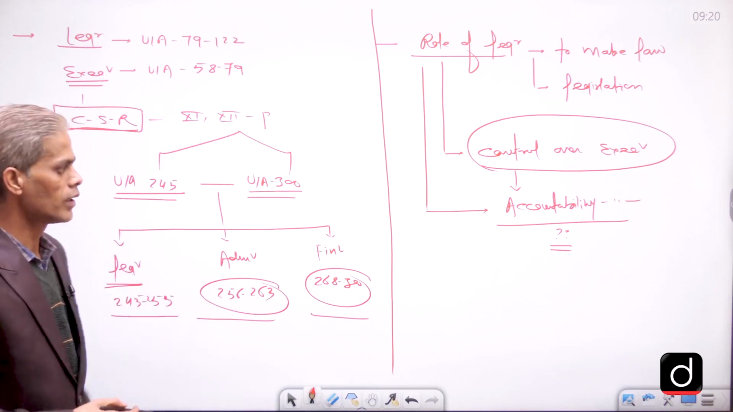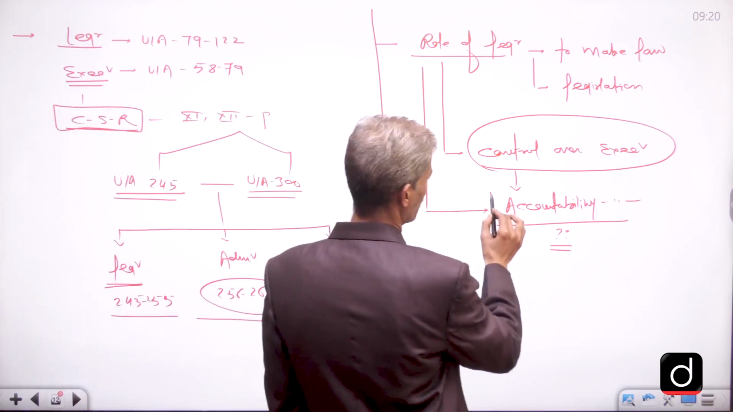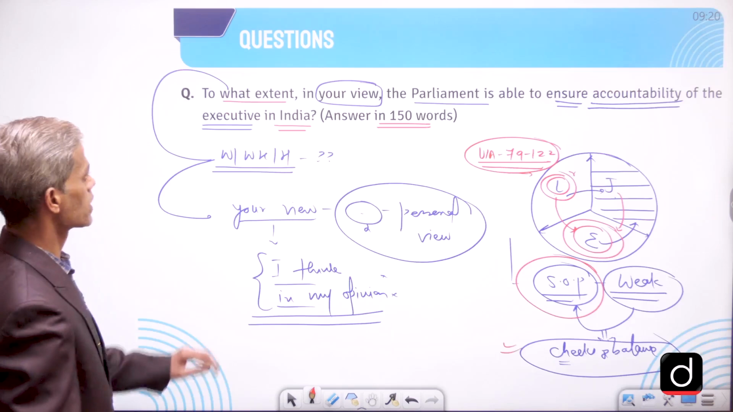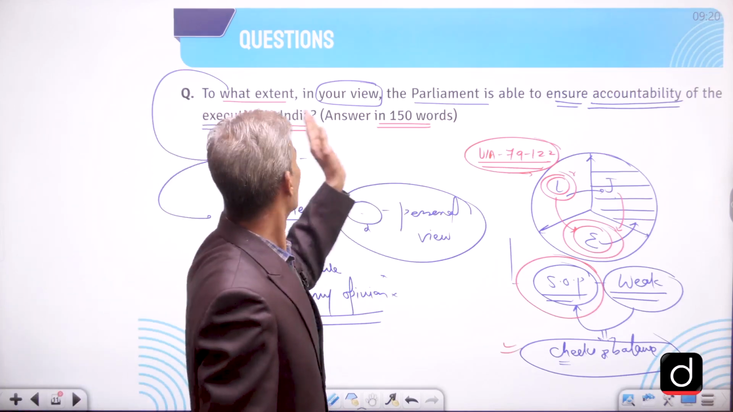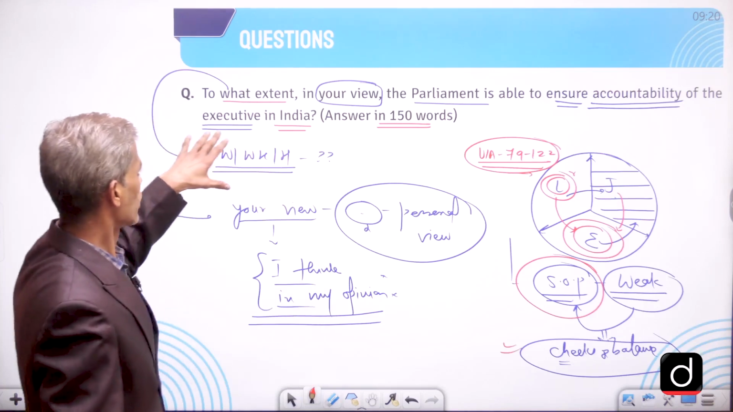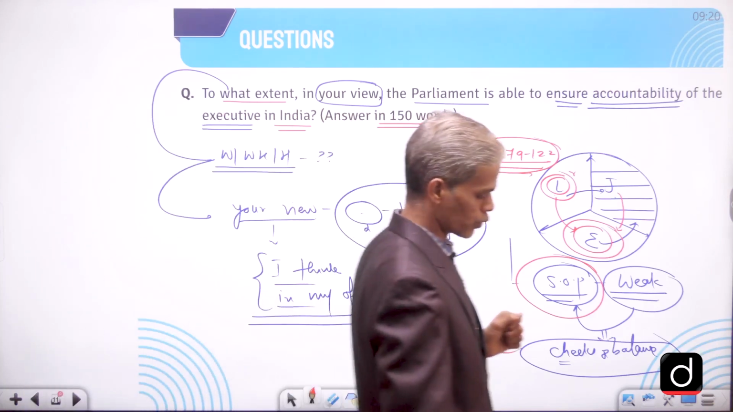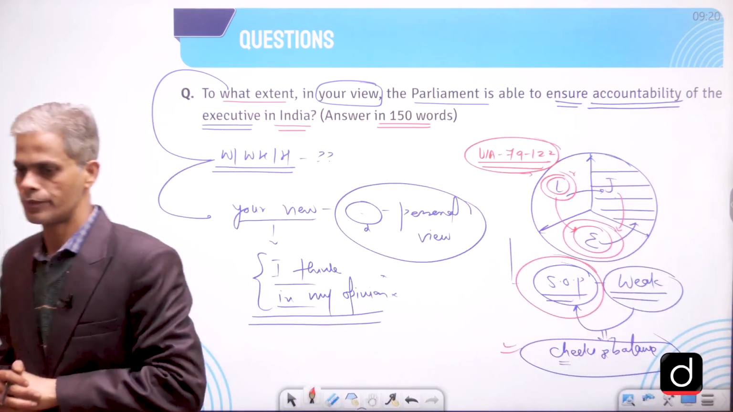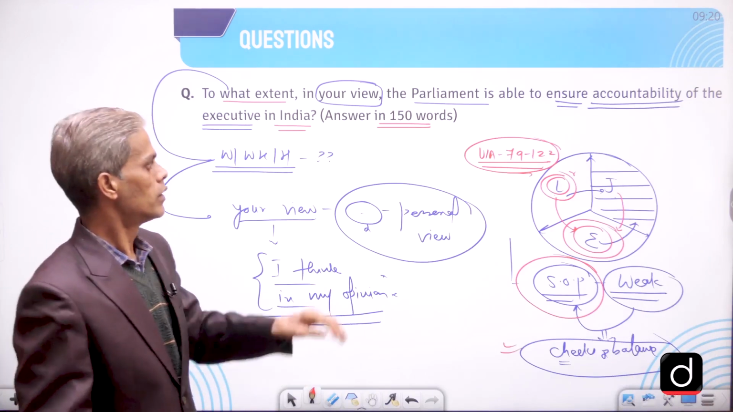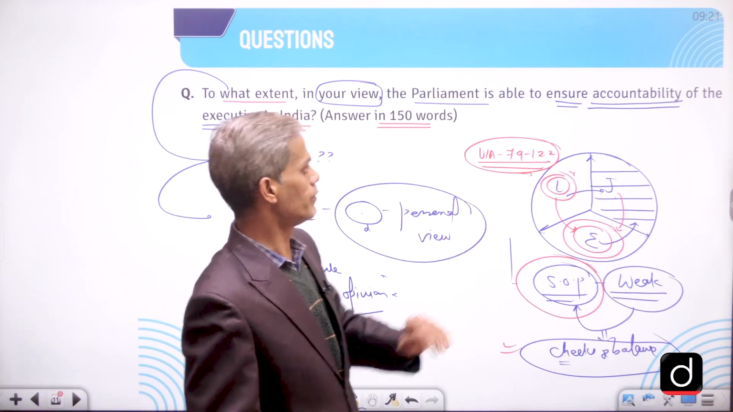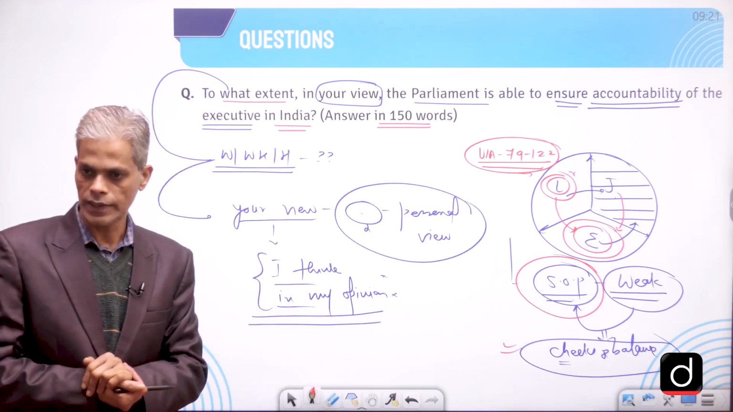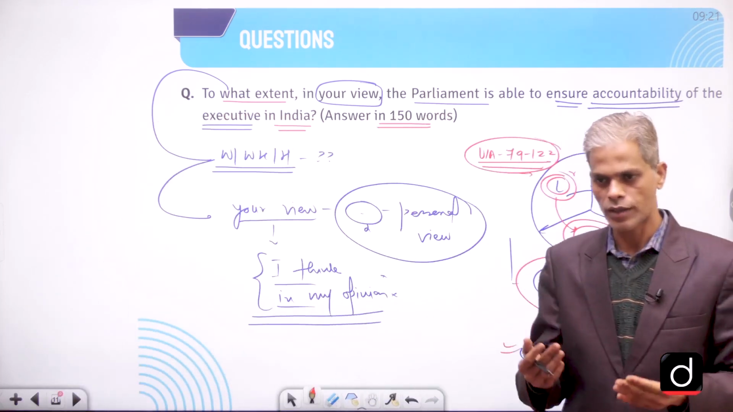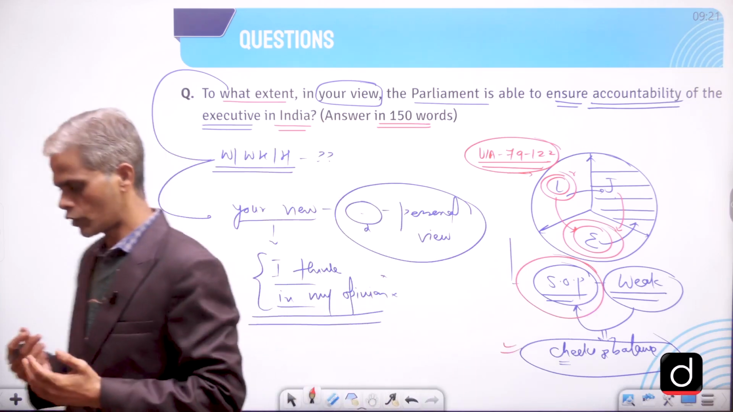That means the main body would be related with those instruments which are used for ensuring the accountability of executive, right? And if you read the question again, this is what they are demanding, that in your view, parliament is able to ensure accountability of executive in India. To what extent? That means what are the instruments they use and how far those instruments are successful in utilizing the legislative control over the executive, or we can say ensuring the accountability of the executive. So first briefly mention about those instruments and then substantiate it with the extent of accountability that can be ensured.